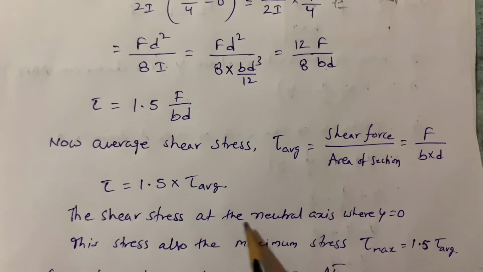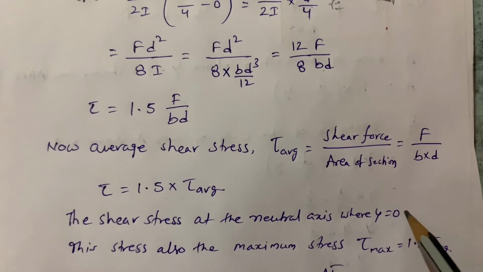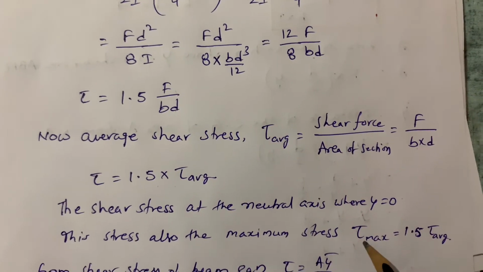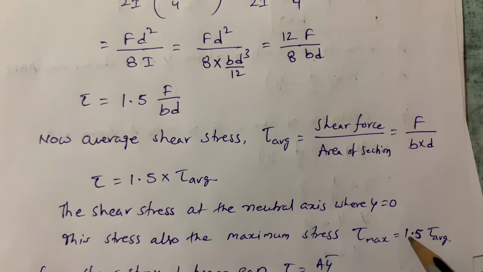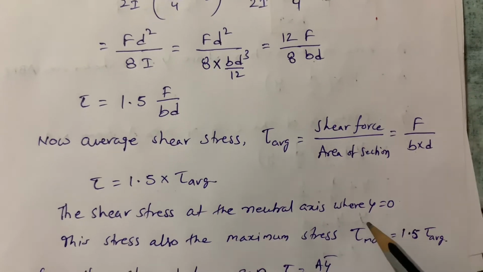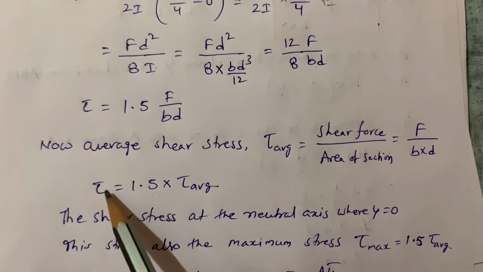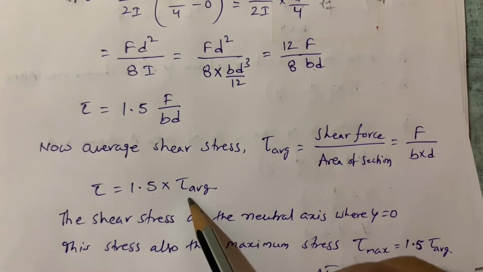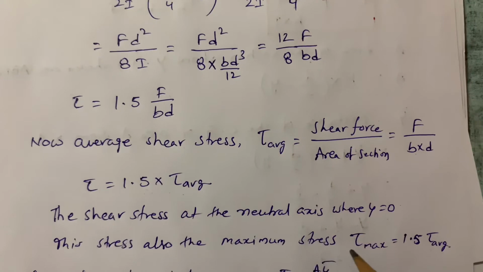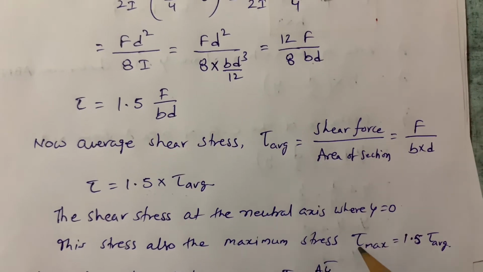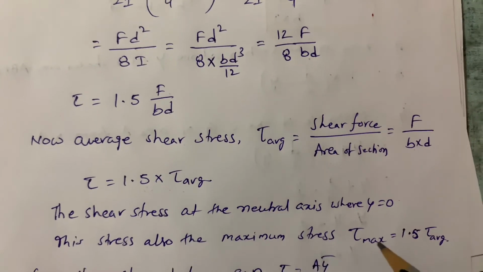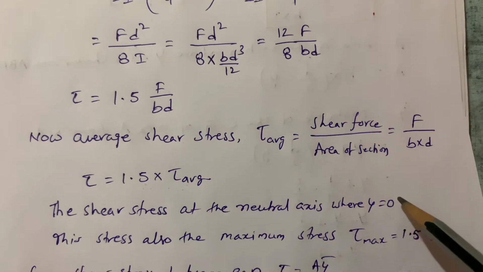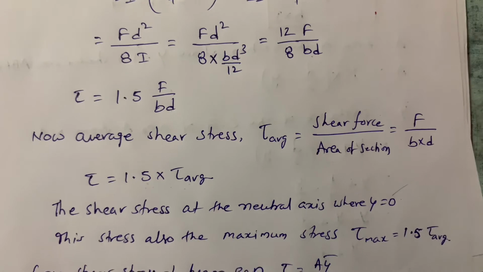The shear stress at the neutral axis, where y equals 0, is also the maximum stress. Tau max is nothing but 1.5 into tau average. This is the shear stress, and this is the same as tau max, the maximum stress, which is also 1.5 into tau average. Because the shear stress at the neutral axis is maximum.